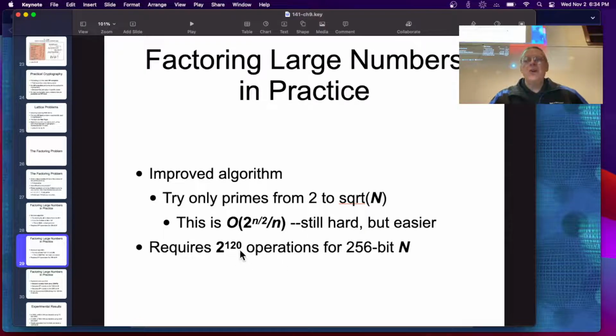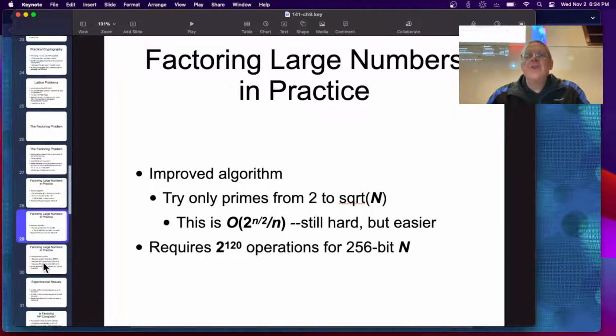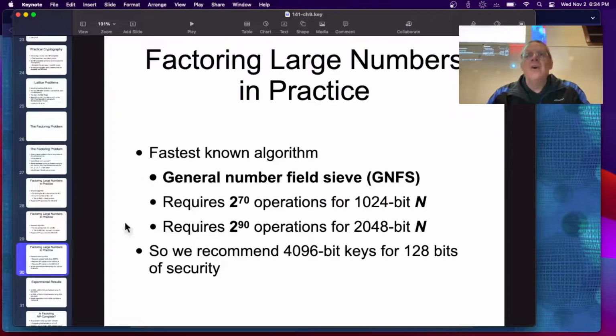Now it would only take 2 to the 120 operations to crack a 256-bit n. And remember, about 100 bits is enough that the problem is impossible, and you're fine. So this would be secure enough. But it turns out that there's an even better algorithm called the number sieve, and that's even faster. So for a 1024-bit n, you can solve it in 2 to the 70 operations, and 2 to the 90 will take you to 2048, and that's why the current recommendation is 4096 bits to get 128 bits of security.